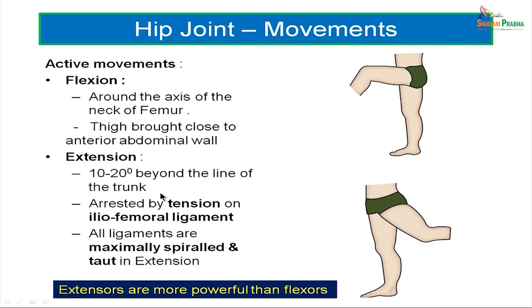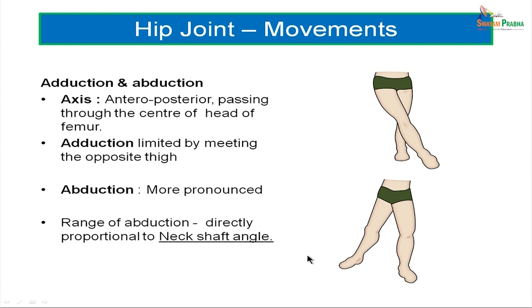the trunk. The extension, as we had studied earlier, is limited by the tension in the iliofemoral ligament and the pubofemoral ligament, and all ligaments are maximally spiraled and taut in extension. It is important to remember that the extensors of the hip joint are more powerful than the flexors of the hip joint.